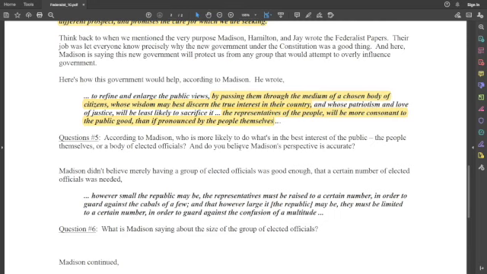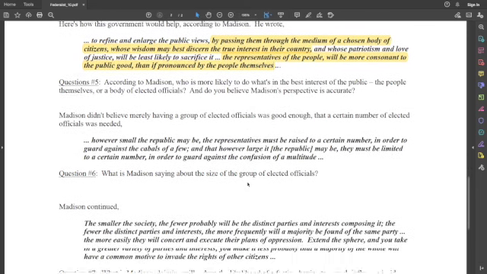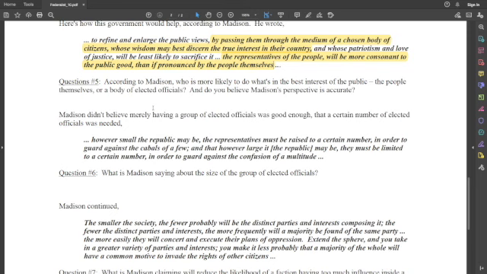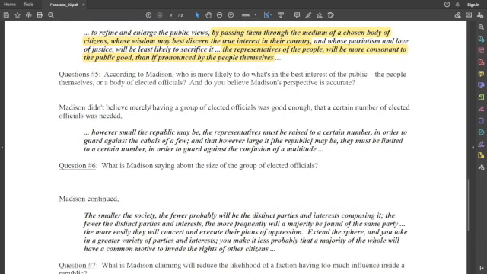Okay? He says, look, if you're going to have a lawmaking body to pass all these ideas through, you have to have a certain number of elected officials. Okay? And it says, however small the republic may be, you have to have the representatives raised to a certain number in order to guard against the cabals.